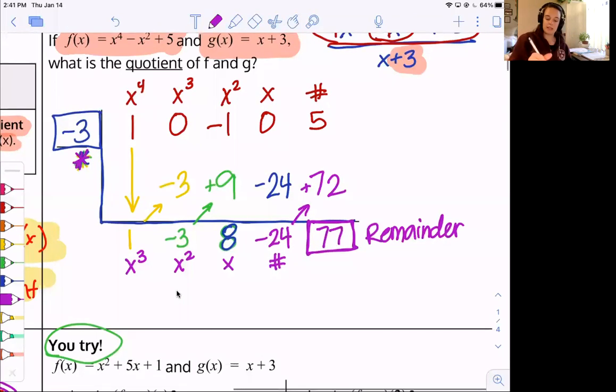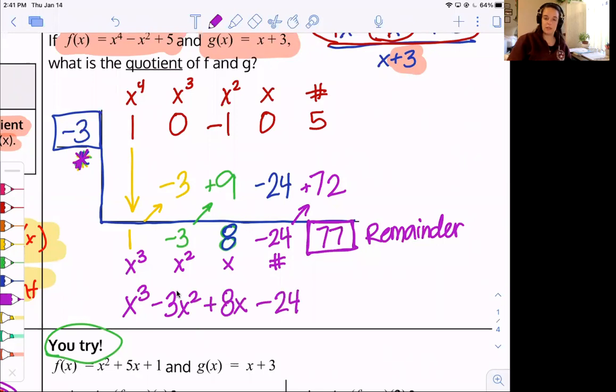So when I write my answer, I'm going to write 1x to the third minus 3x squared plus 8x minus 24. And then this 77, the remainder, it's positive, so I'm going to put a plus sign. I'm going to put 77 divided by the original denominator, x plus 3.